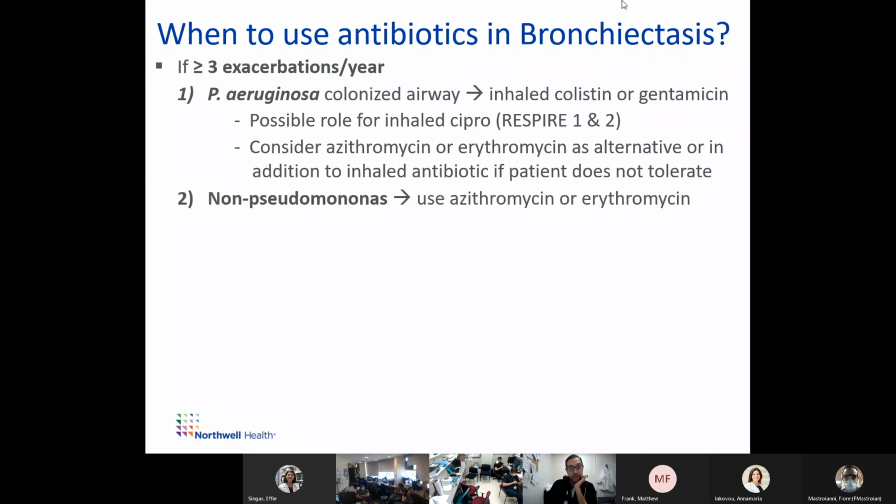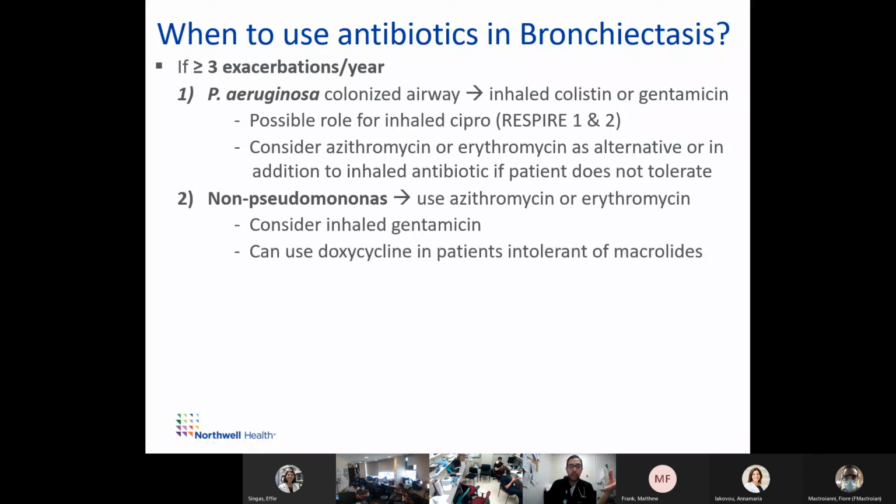If a patient does not have Pseudomonas with greater than or equal to three exacerbations per year, start with azithromycin or erythromycin, and then if they continue to have exacerbations, you can use inhaled gentamicin. In patients who can't tolerate macrolides, you can use doxycycline.